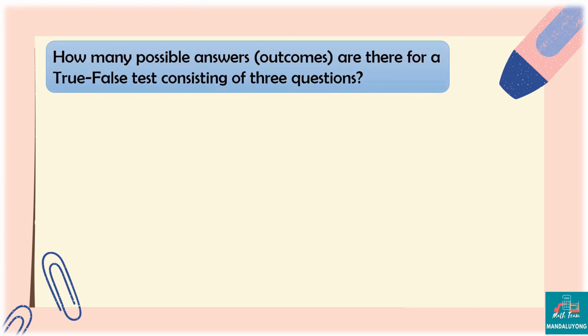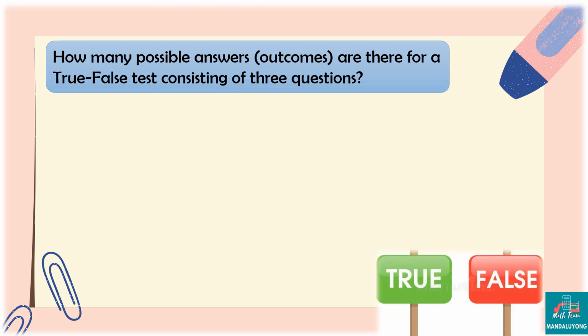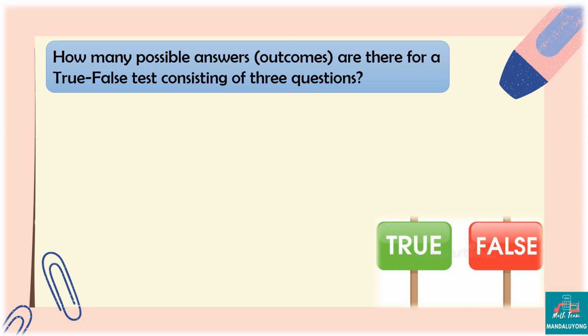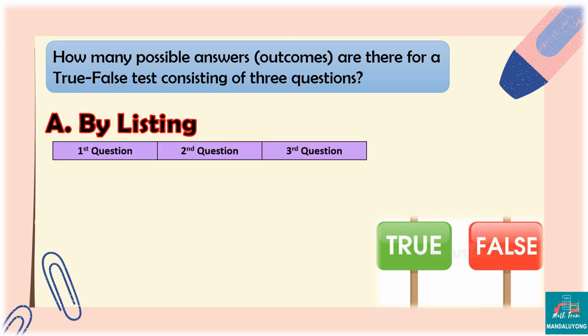Let us see this example. How many possible answers or outcomes are there for a true-false test consisting of 3 questions? Let us answer this by using the 3 ways in identifying possible outcomes. Let us start with the first way, by listing. In our situation, there are 3 questions. First question, second question, and third question. Each question may be answered by true or false. Let us see the possible outcomes or answer.